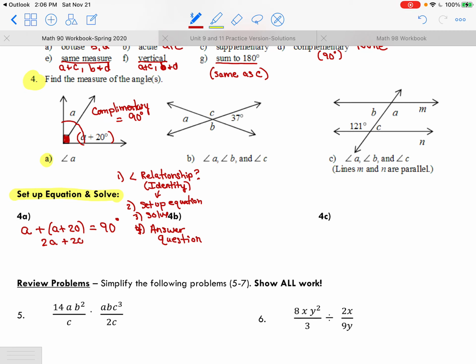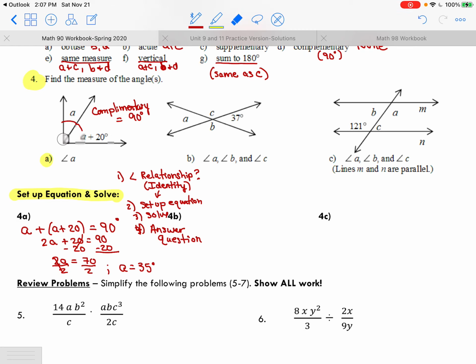So we have 2A plus 20 equals 90. We'll subtract our 20 from both sides. 2A is equal to 70, right? And we just solve here for A. So we find that A is equal to 35. And of course, we use our degree measures because that's our unit that we're talking about here. Okay, so if we go back to the question, it's literally just asking us for the measure of A.